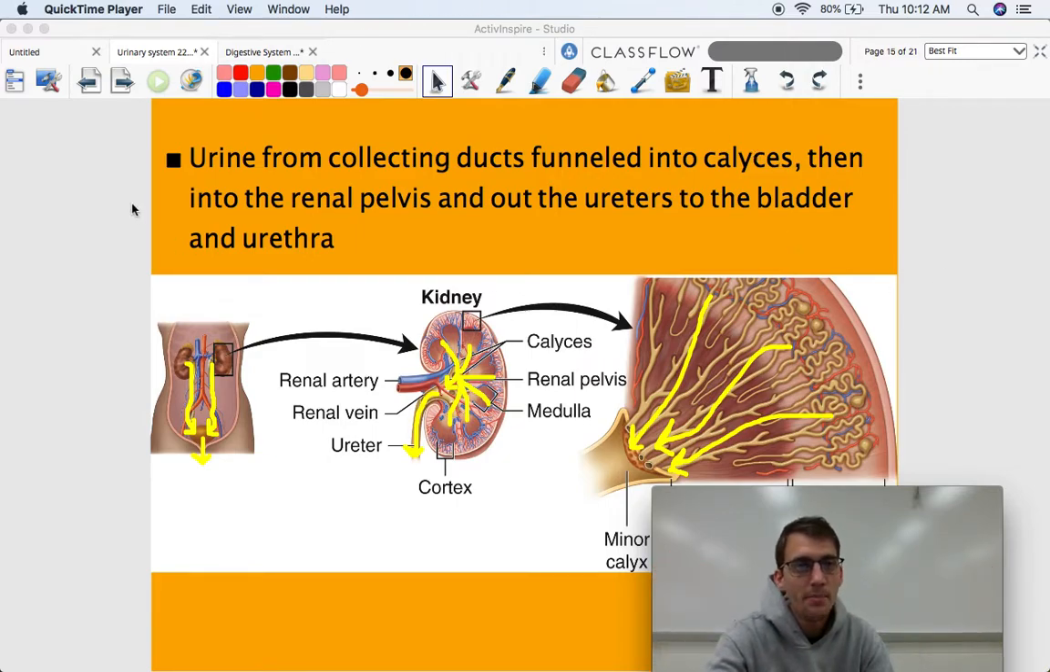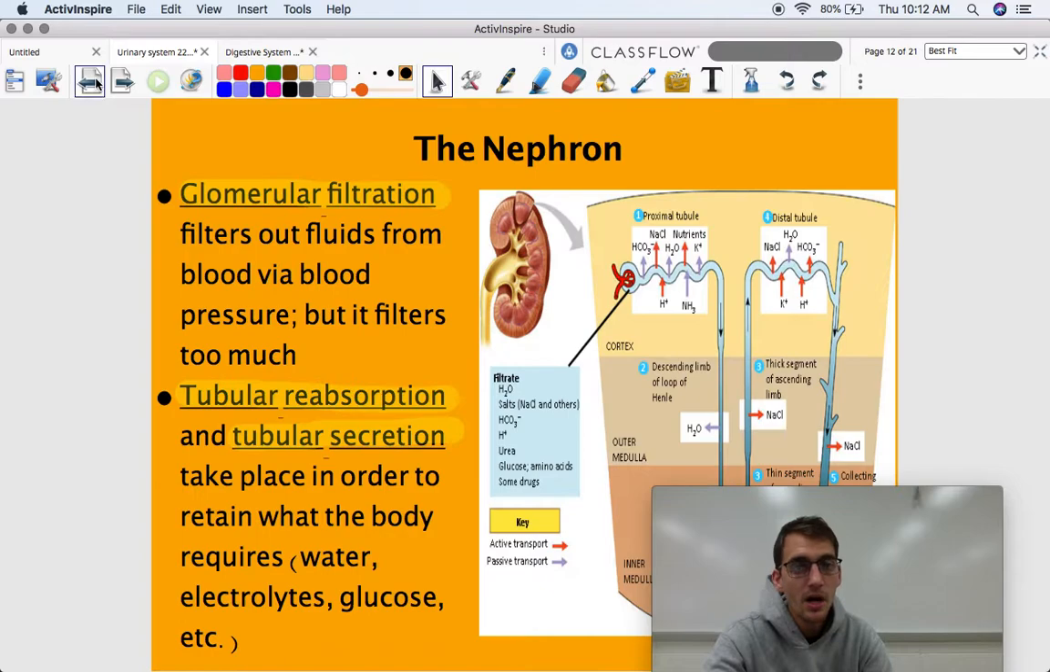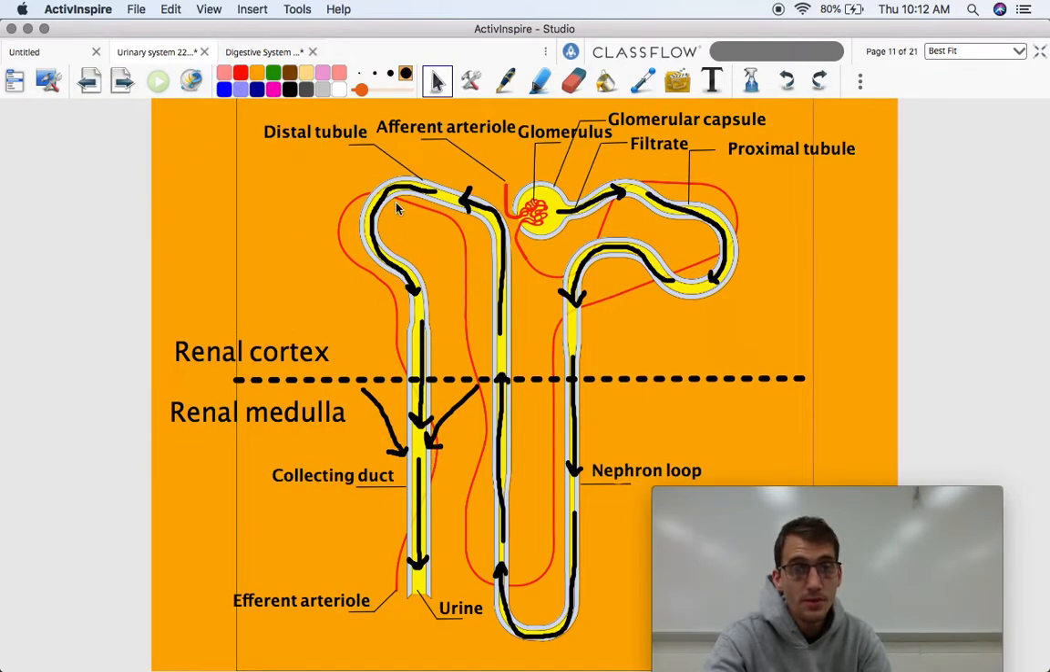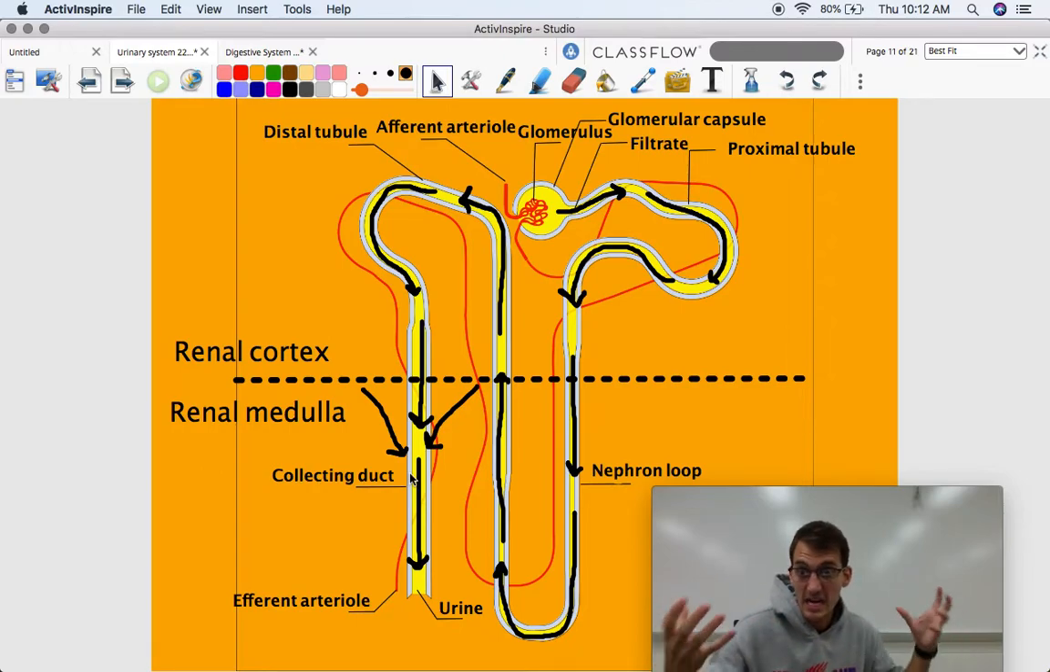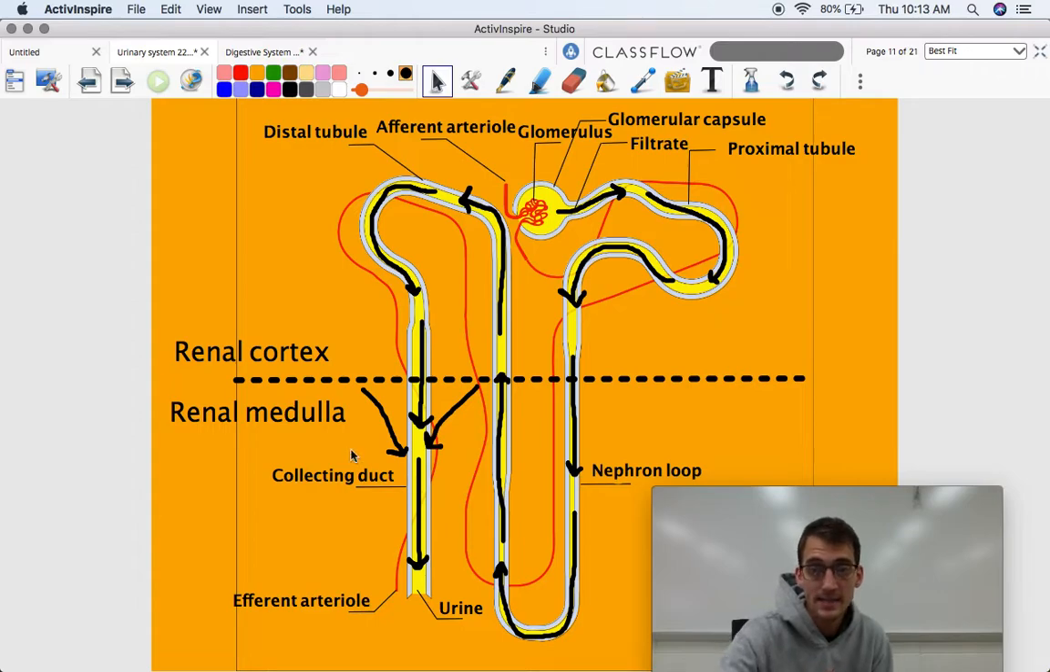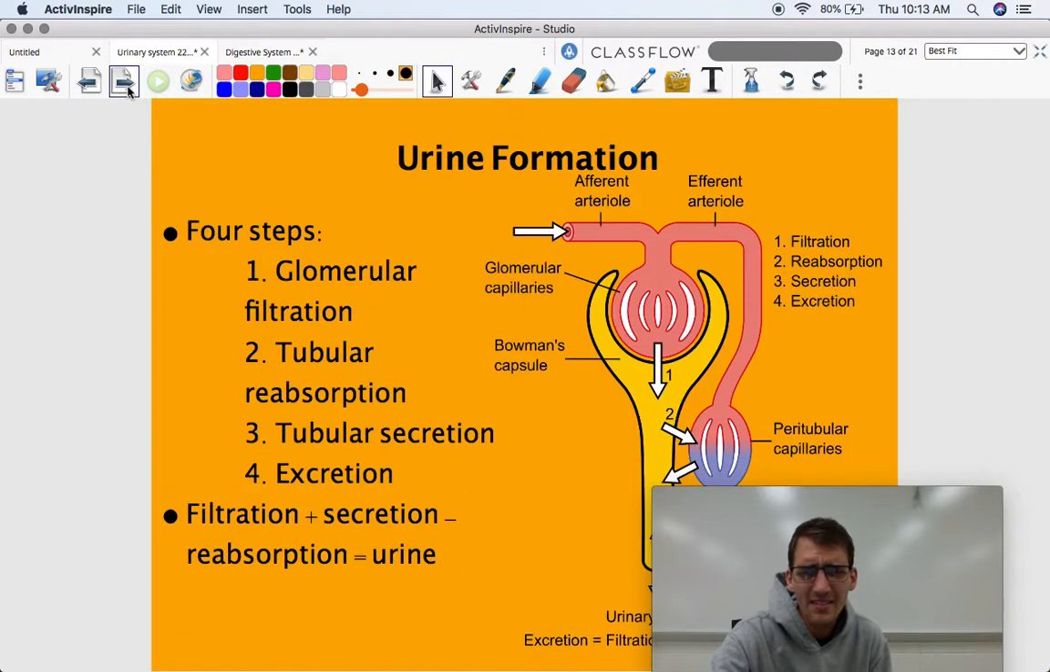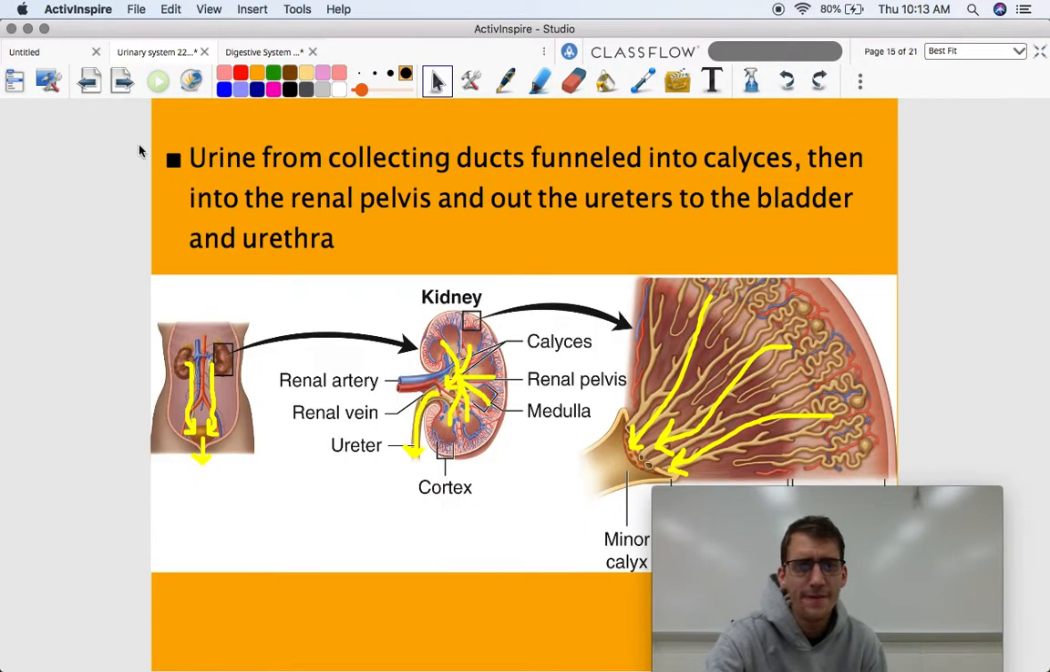So as we looked at before, a bunch of distal tubules all collect into what we call a collecting duct. A whole bunch of those collecting ducts combine into a minor calyx. And the minor calyces combine into a major calyx. And all the major calyxes combine into the renal pelvis. And that's when it finally exits the kidney, right? So it's kind of like just a big series of funnels.